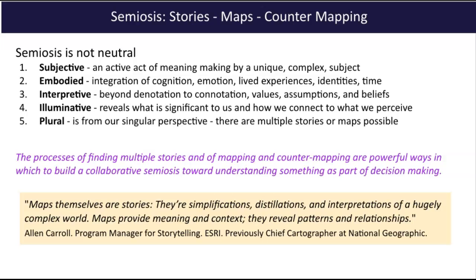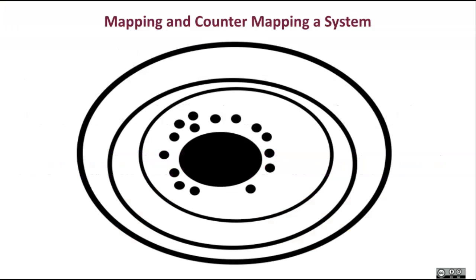It is from our singular perspective, but there are multiple stories and maps possible. As a semiotic method, finding multiple stories and intentionally mapping and countermapping are powerful ways to explore and connect many different stories. And that is what you're going to try now. So we're going to use this. This is just an abstract drawing map of a social system.